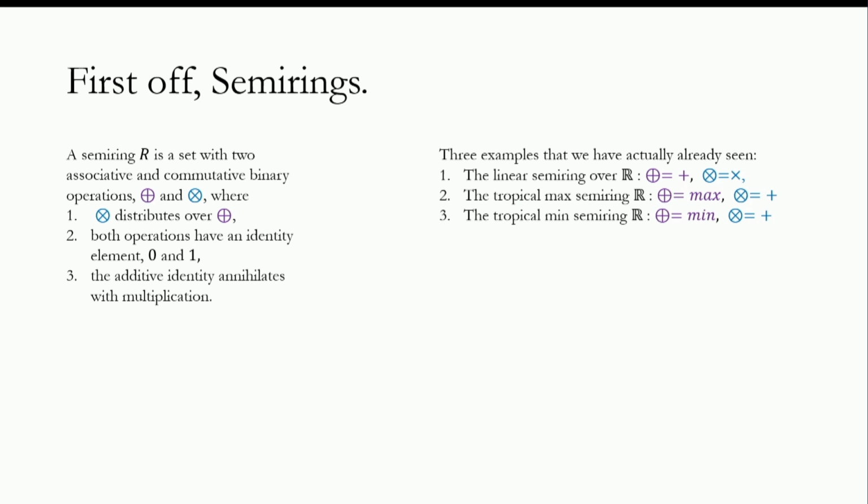But you also have seen the tropical max semiring. So that's also a semiring over the real numbers, but now where addition is the maximum and multiplication is addition. So that's kind of confusing. And there's also the tropical min semiring. So that's where addition is min and multiplication is plus. Okay, and where have you seen these? You've seen these semirings in the solution of the PDEs.